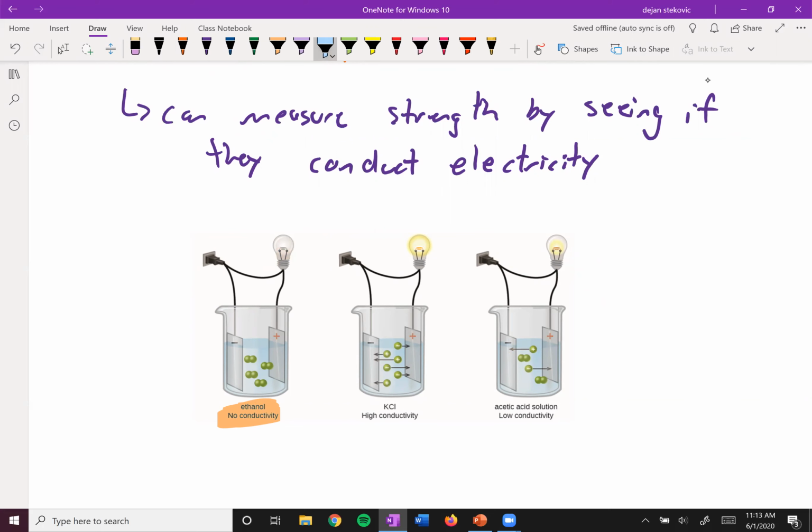Then we have something like KCl, potassium chloride. This is a strong electrolyte, so it completely dissociates. And as you can see in this little picture, that means that the charge can move back and forth. And so we can conduct electricity, so our light bulb is glowing brightly. And then we have something like acetic acid. This is what's known as a weak electrolyte. So some of them form ions, some of them don't. And so you can see our little light bulb only semi turns on.